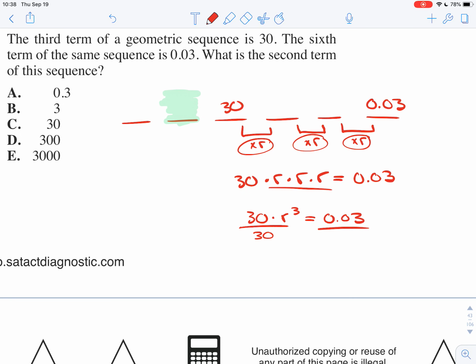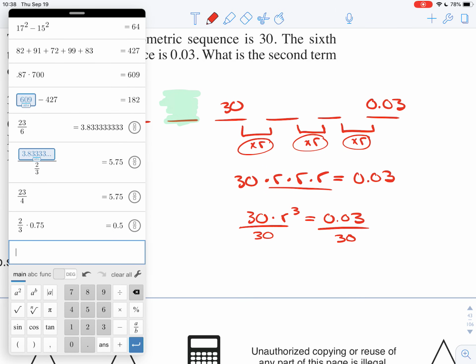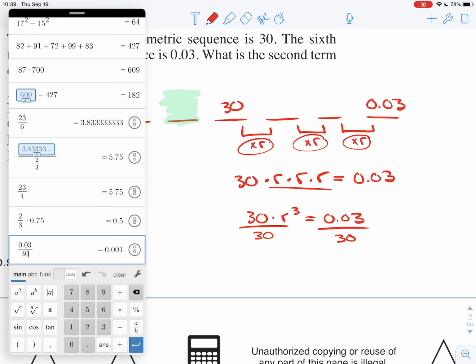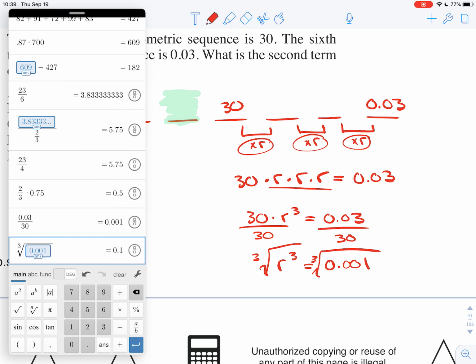And we can solve. Divide by 30, and we can rely on our calculator just so we don't make any mistakes with the decimals. This is the ACT, we get a calculator, which is our friend. We get 0.001, and then we have to take the cube root of both sides. If we take the third root of our answer, we should end up with r equaling 0.1.